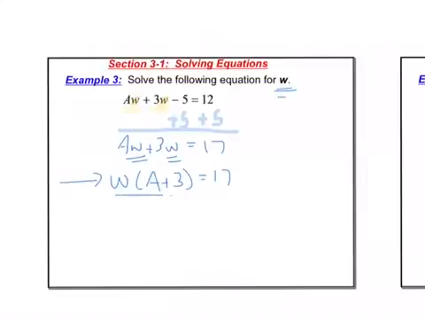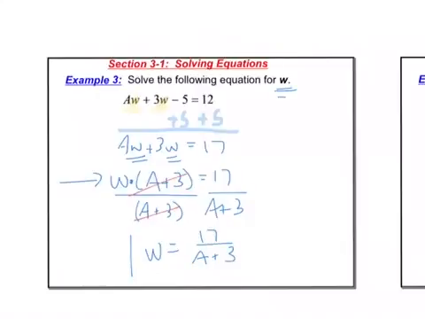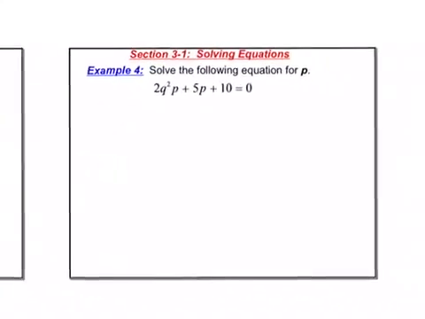So to solve from there, I'm going to divide by this entire quantity because I'm multiplying up here. So divide by A plus 3, which means that these will cancel each other out. And that's going to leave me with a final answer of W is equal to 17 over A plus 3. And you'll see some problems like that on the homework where you'll have to use factoring to get a variable by itself.